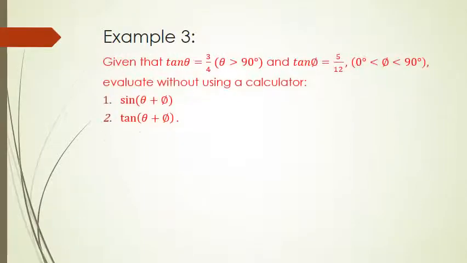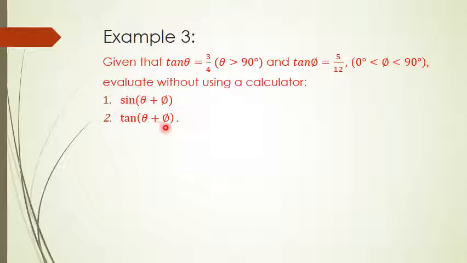Example number 3. Given that tan theta is equal to 3/4 with theta greater than 90 degrees and tan phi equal to 5 over 12, phi lying between 0 and 90 degrees, evaluate without using a calculator. Number 1, sine of theta plus phi. Number 2, tan of theta plus phi.